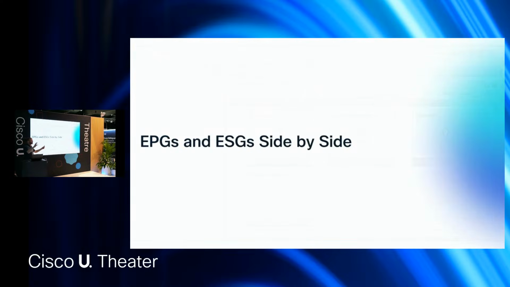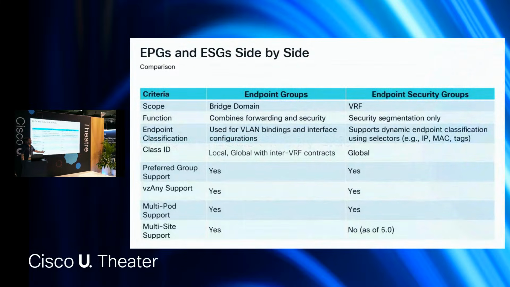All right. So that's great. Well, how do they compare? So let's look at them side by side. Again, I'm not going to read this slide, but you'll have this for reference. For example, we already talked about EPGs are tied to bridge domains. ESGs can span bridge domains, so by default, they play in the VRF space more. And the only thing I would caveat was, at least as of 6.0, ESGs are not supported on multi-site. Now, I haven't checked the release notes for the newer releases, but that was as of 6.0.